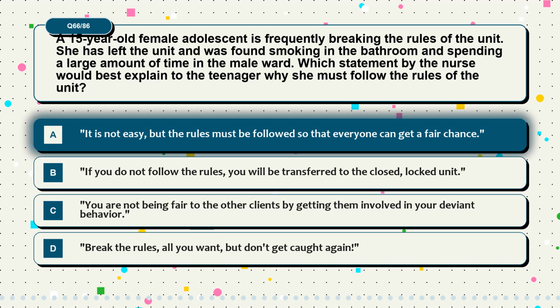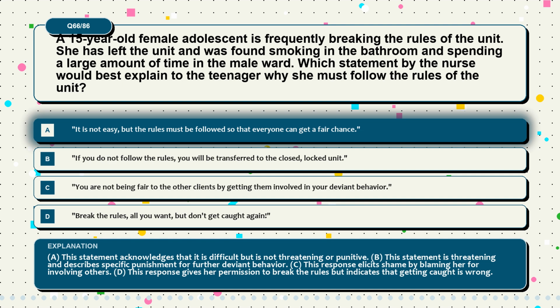The correct answer is option A. It is not easy, but the rules must be followed so that everyone can get a fair chance. This statement acknowledges that it is difficult but is not threatening or punitive. B. This statement is threatening and describes specific punishment for further deviant behavior. C. This response elicits shame by blaming her for involving others. D. This response gives her permission to break the rules but indicates that getting caught is wrong.